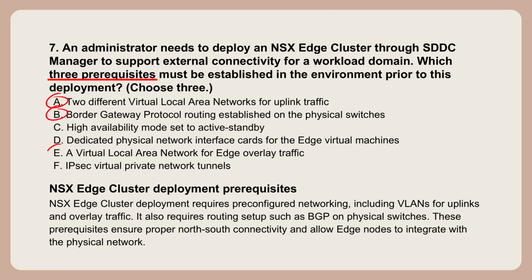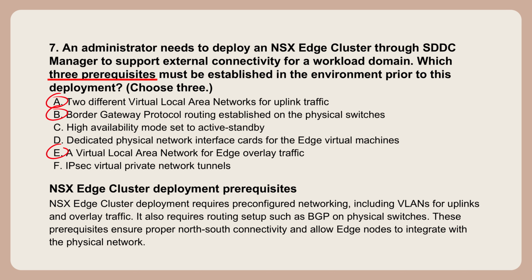Makes sense. Next, option B, Border Gateway Protocol, or BGP, must be configured on your physical switches. Oh, here's where it gets really interesting. This is the moment the virtual environment forces a formal handshake with the physical hardware. Exactly. BGP is the protocol they use to dynamically share routing tables. If the physical switches aren't speaking BGP, the NSX Edge has no way to advertise the virtual networks to the rest of the company. Wow, okay.